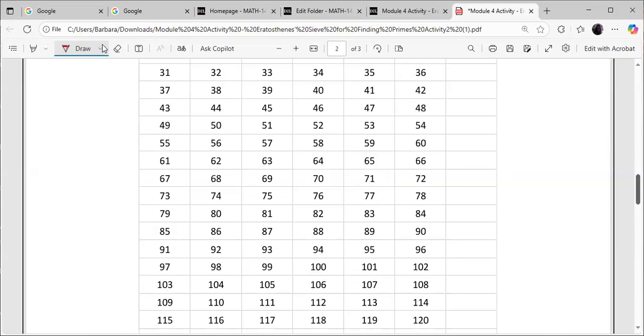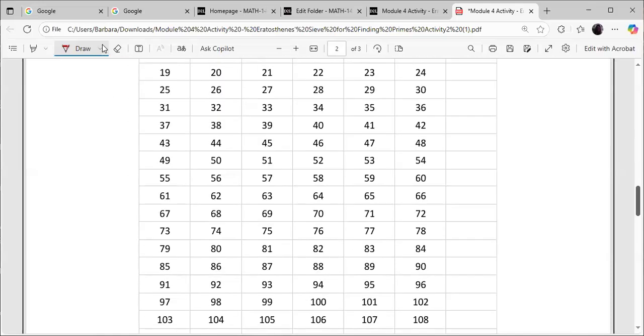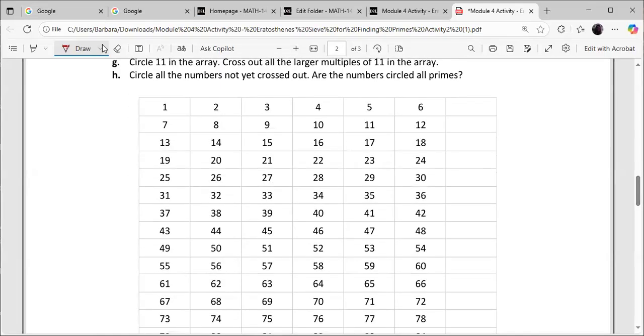Okay, I want to make sure this is clear. These are the columns and they're labeled 1, 2, 3, 4, 5, 6. So you only have 6 columns. So 2 to the first is in column what? Two.